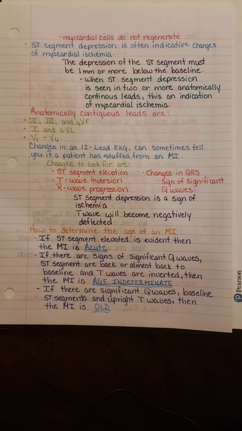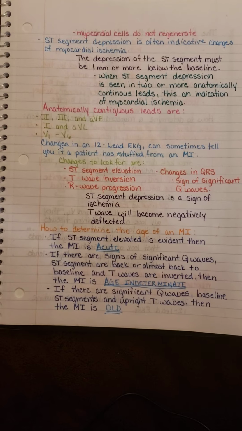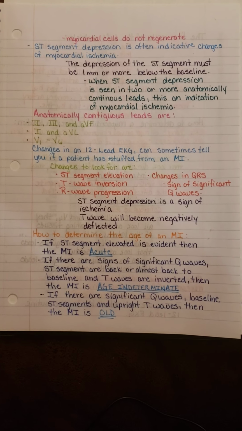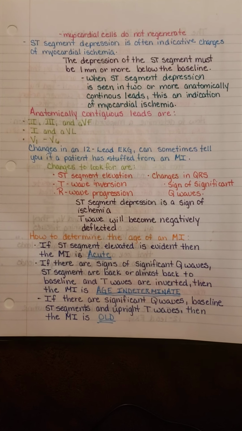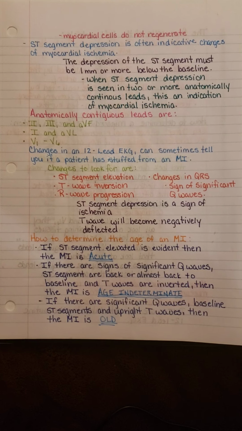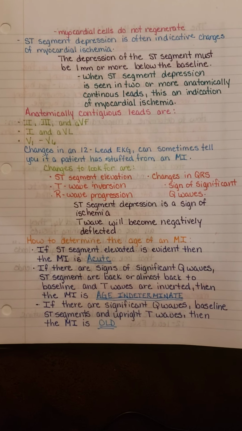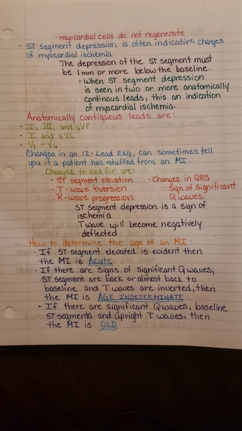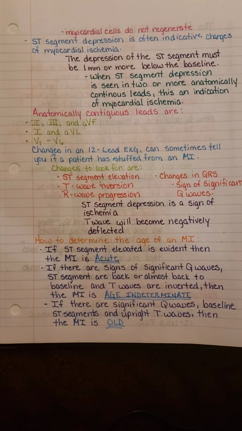Also, make sure you pay attention to the anatomically contiguous leads. Know how you can tell the changes in a 12-lead EKG that can tell you how a patient has suffered from an MI, and how it can be determined to be an MI or if they are suffering from ischemia. Make sure you understand how to determine the age of an MI.